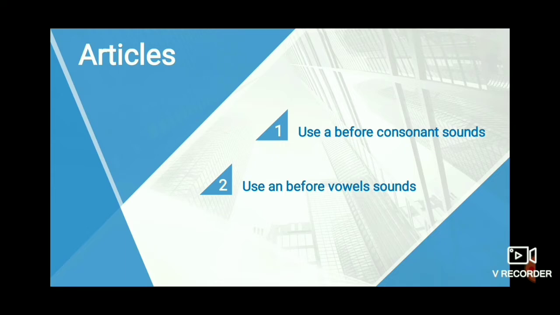First of all, I want to tell you where we will use a and an. Rule number 1, use a before consonant sounds. Rule number 2, use an before vowel sounds. Vowels means a, e, i, o, u.